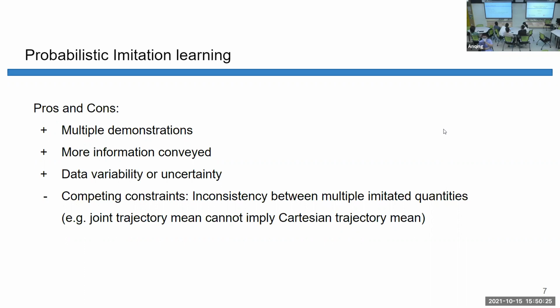But here's the problem for probabilistic imitation learning framework. That is the so-called competing constraints. Competing constraints emerge because of the existence of inconsistency between multiple imitated quantities. Consider example that we execute the joint trajectory mean from the multiple demonstrations. Then the resulting Cartesian trajectory is not necessarily matching the demonstrated Cartesian trajectory. And so here's the competing constraints problem.